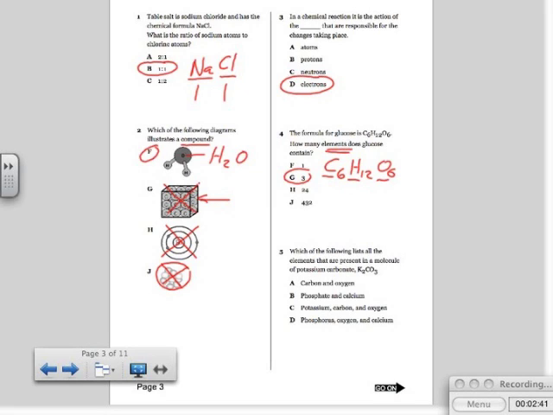Number 5. Which of the following list all the elements that are present in a molecule of potassium carbonate? Well, we know we have K, we have C, and we have O. If we look at our periodic table, we're going to find out that K is potassium, C is carbon, and O is oxygen. So C is our answer. It was just a matter of looking at the periodic table to see what was going on.